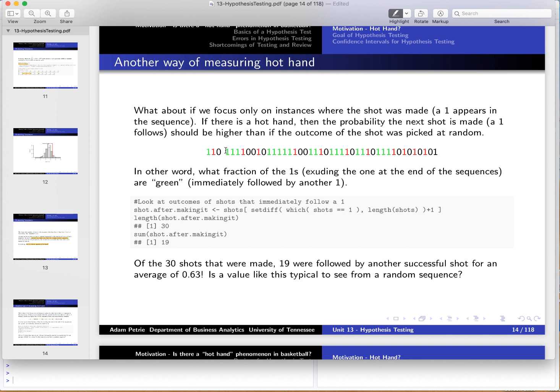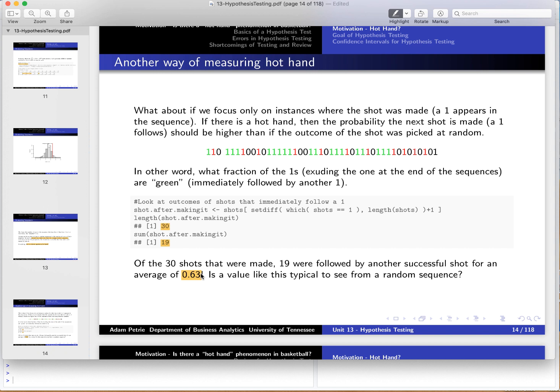So as we go through the original sequence, all the ones that are color-coded green are followed by additional shots that are made. Whenever we see a red one, that means the shot that was made was not followed by another shot that was made. So in total, there were 30 shots that were made. 19 of those shots were followed by another shot that was made as well. And so overall, about 63% of shots that were made were followed by another shot that was made.